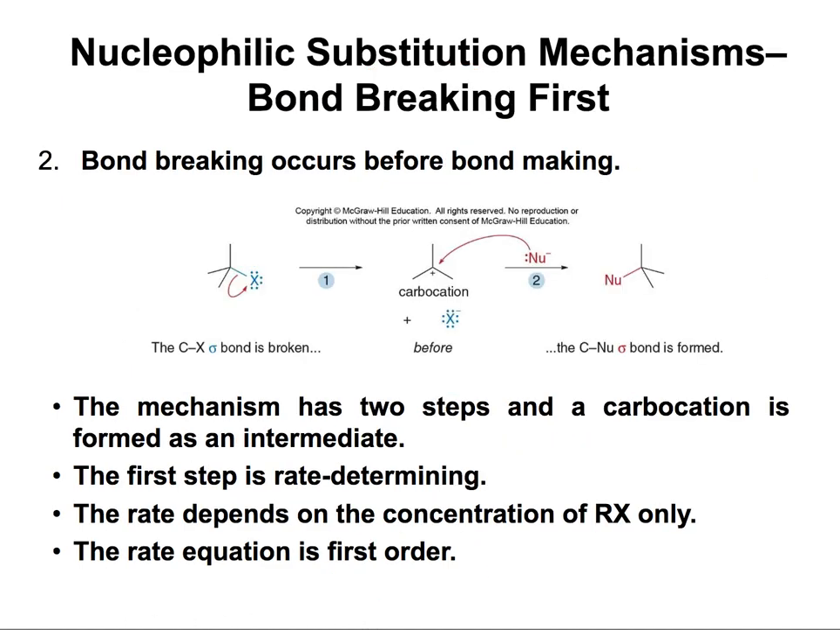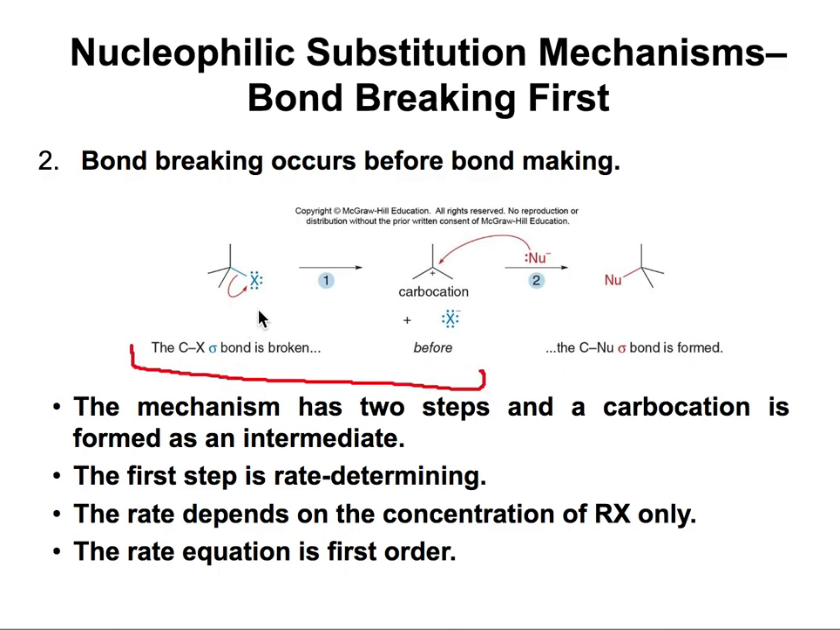The other possibility is that the leaving group leaves first, giving us an intermediate such as this one, the carbocation, and then the nucleophile can simply come and attack and give us the final product. This mechanism goes through step 1, the leaving group leaving, and step 2, the nucleophile attacking. Now, the rate determining step is going to be this step right here.